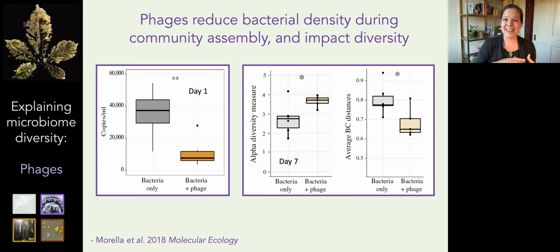And that means that the most otherwise dominant bacteria will be reduced in density in the presence of phage, and therefore that opens up niche space and resources for more rare taxa. And that's exactly what we found at this whole microbiome level.